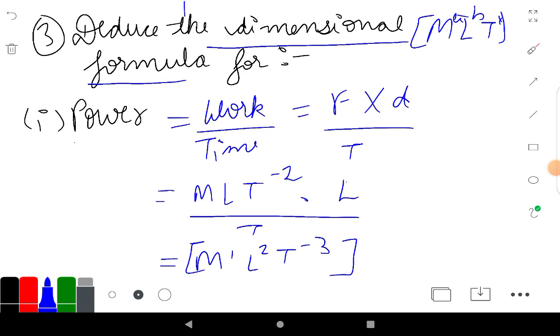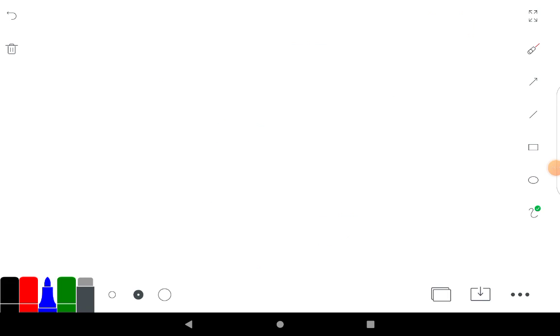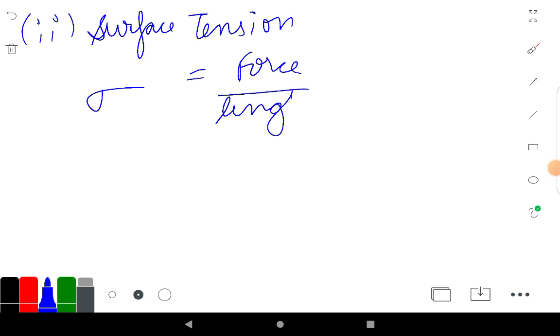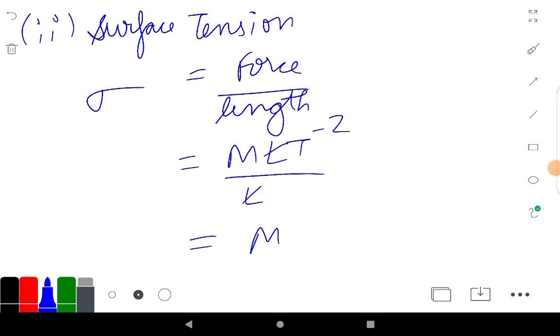Then moving on to the second part. Second, we have to find the dimensional formula for surface tension. It's very important. Surface tension is represented by sigma, which is written as force upon length. Force, as we just saw, is M L T to the power minus 2, upon length, which is L. So L gets cancelled and we get M T to the power minus 2. This is the dimensional formula for surface tension. It is a very important MCQ.